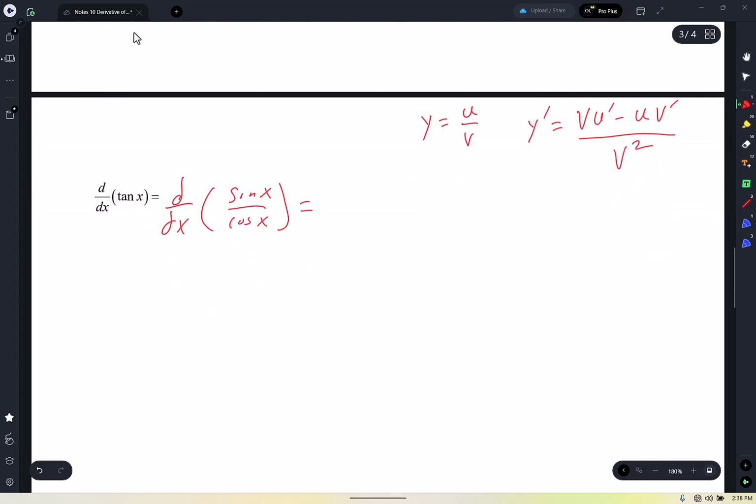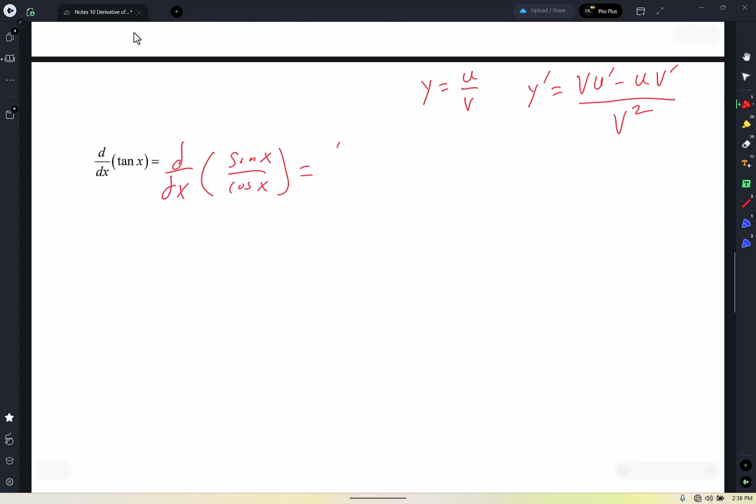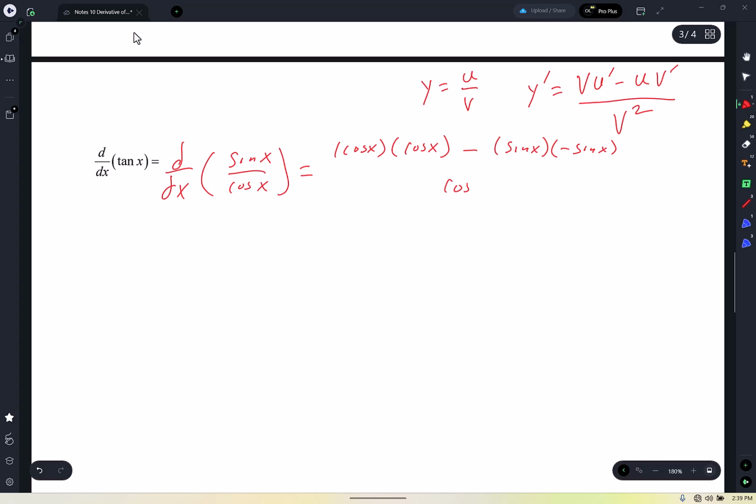All right, here we go. Bottom, cosine x. I will put everything in parentheses. Times the derivative of the top. The derivative of sine x is cosine x, minus the top, sine x, times the derivative of the bottom. What's the derivative of cosine x? Negative sine x. Put it in parentheses so it doesn't look like you're subtracting. All over bottom squared. You can write cosine x squared like this.